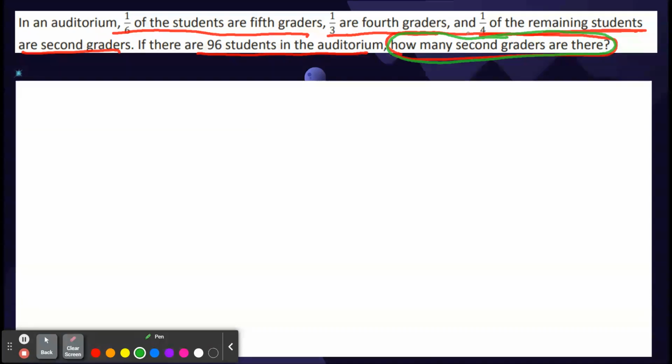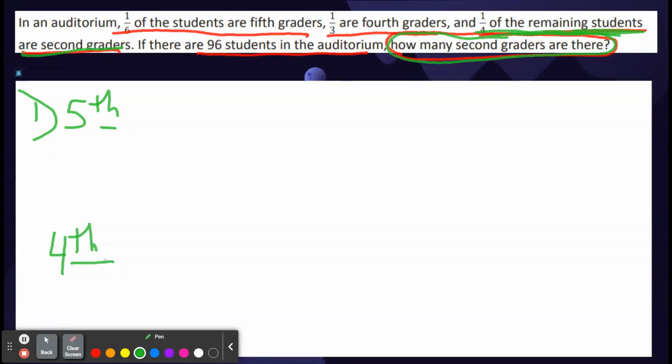Okay, so now let's see, are there any clues that let me know how many second graders there are? Well, if we look over here, I see that 1/4 of the remaining students are second graders. So I know that the second graders are 1/4 of the remaining students, whoever is left over from fourth and fifth. So, in order to find out how many second graders there are, I need to find out how many fifth graders and how many fourth graders there are. So I need to first find out the number of fifth graders and the number of fourth graders. So let's go ahead and do that now.